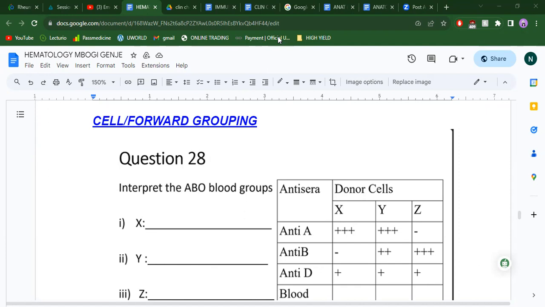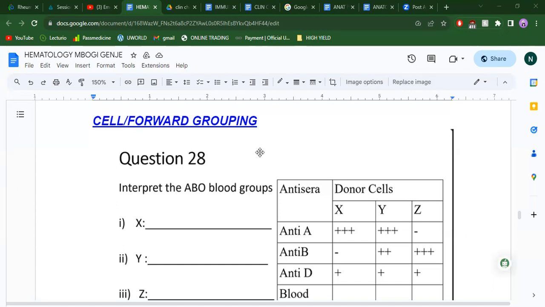Okay, I can recap. Let me recap. So this is blood grouping. We have ABO blood grouping. We have two: forward or cell grouping, and serum or reverse grouping. So I'll start with cell grouping.